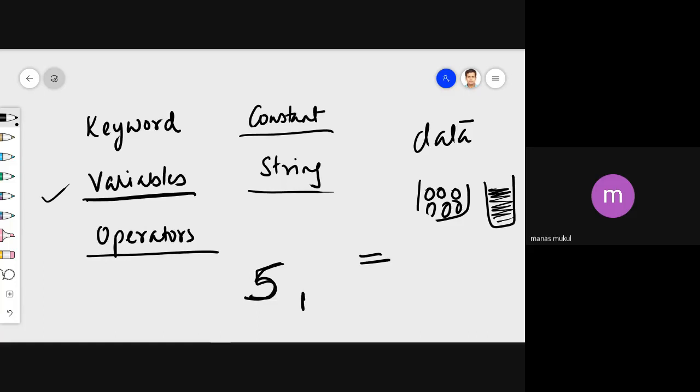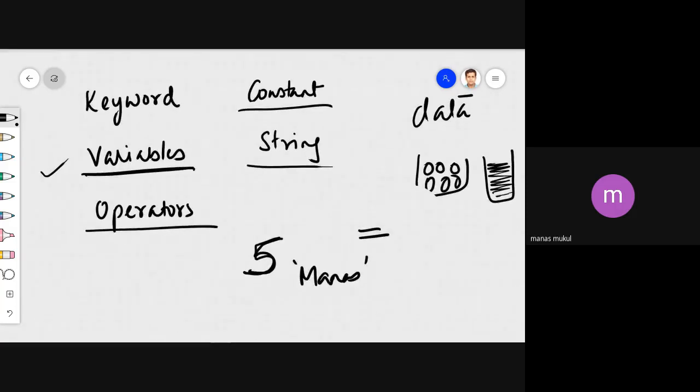So if I say my name, Manas, is this constant? Yes, my name is constant because wherever I go, I will be known as Manas. You can't change my name, right? This is constant. So if you say A is constant, A will have the meaning of A. You cannot use A in place of B, or B in place of A. A is A. So these are all examples of constants.